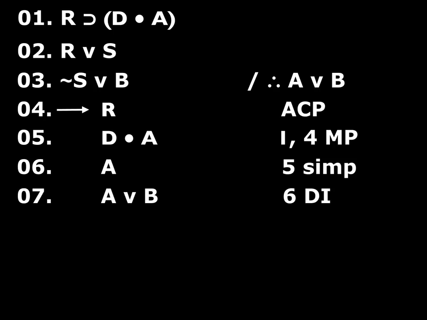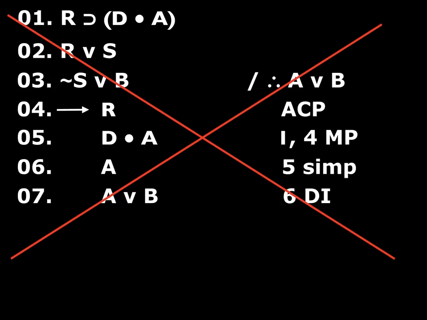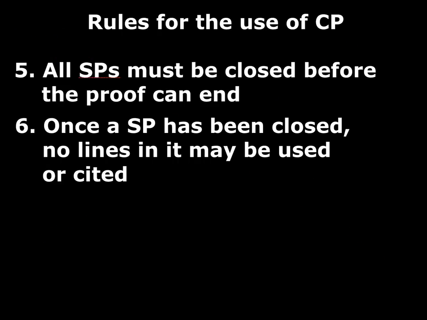No. Why? Because before I can end the proof, I have to close all of the subproofs. And this here is a subproof I started, but I haven't closed it yet. So that's wrong. If you do this, points off, big time points off. That was rule 5. Rule 6, once a subproof has been closed, you can no longer cite any lines in it.